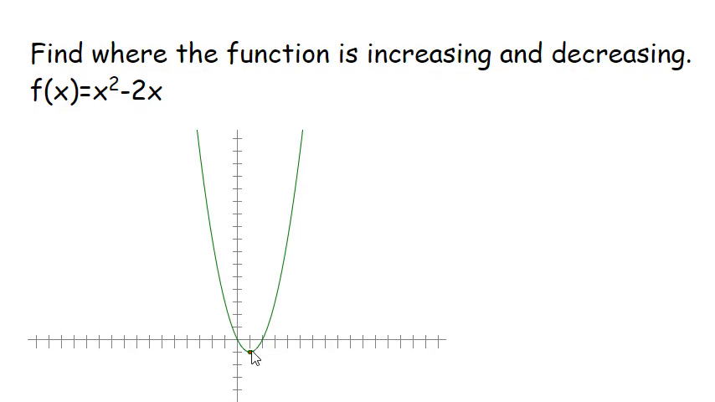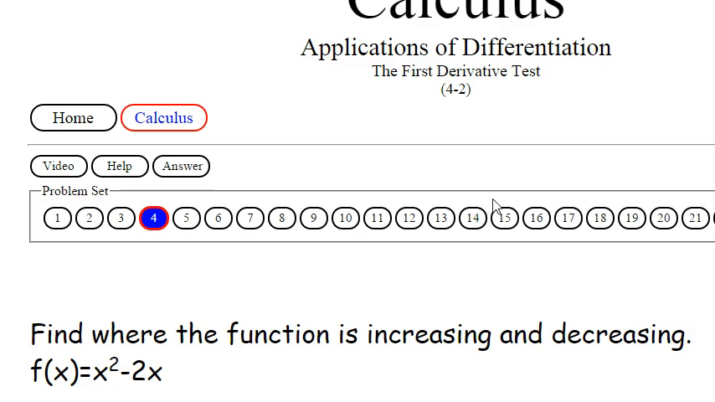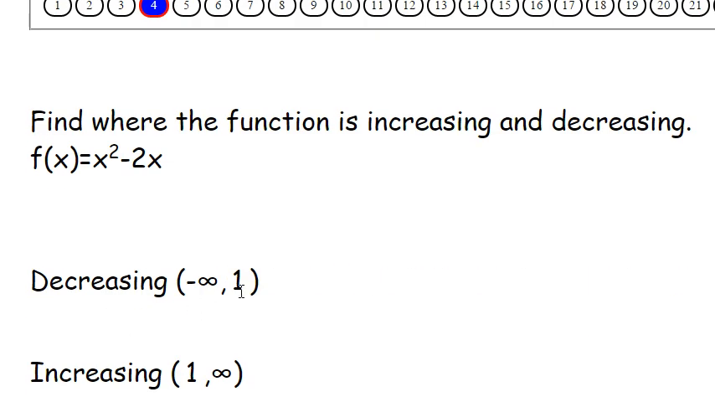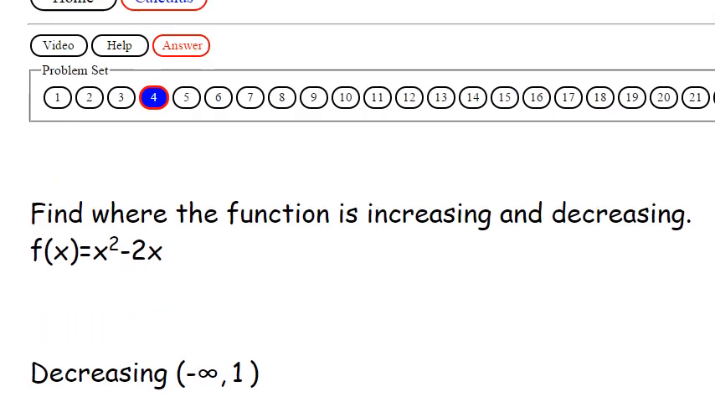Of course, you can tell right here up to 1. We can tell by just looking at the graph, can't we? Well, let's make sure that the programming is correct. It was decreasing from negative infinity to 1 and increasing from 1 to infinity.